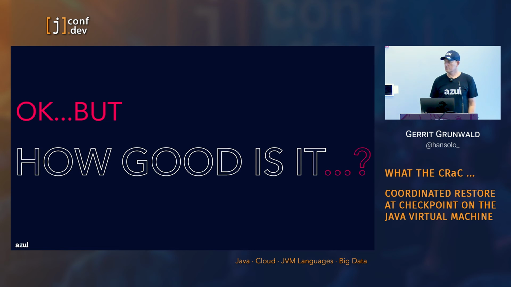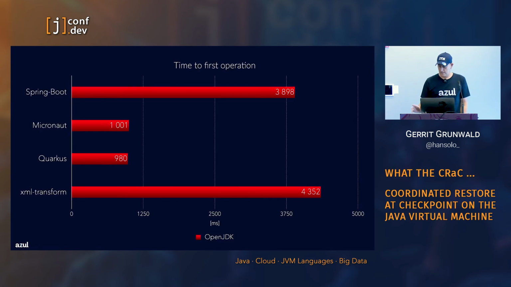Okay, so I showed you the stuff that we created and the demo that I created, and it worked, of course, because I created it. So the question is, how good is it really, right? We, of course, made tests with Spring Boot, for example, with Micronaut, with Quarkus, and then we also did some XML transform, and these are the time to first operation. In Spring Boot, it took around 3.9 seconds to the first operation. Micronaut around 1 second, Quarkus was 980 milliseconds, and then XML transform took around 4.3 seconds. This was on the standard OpenJDK.